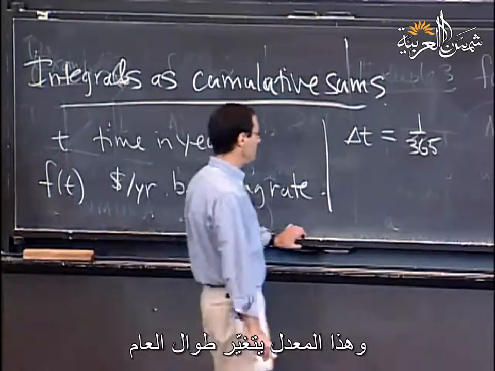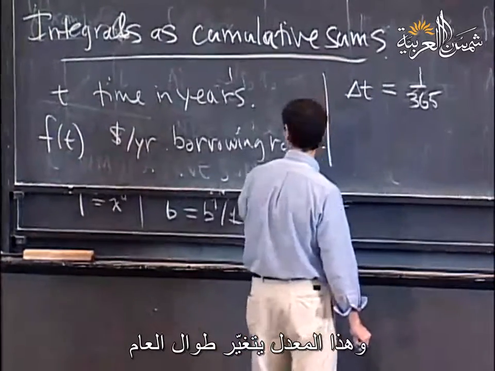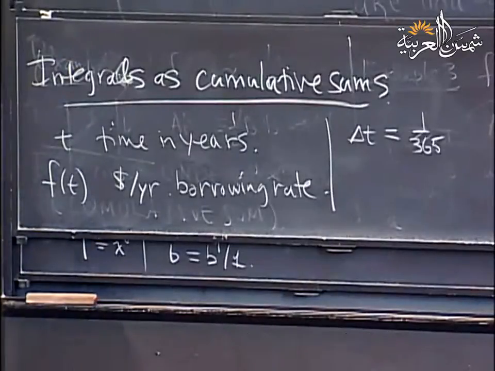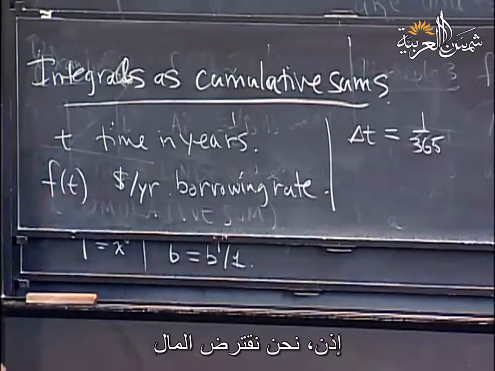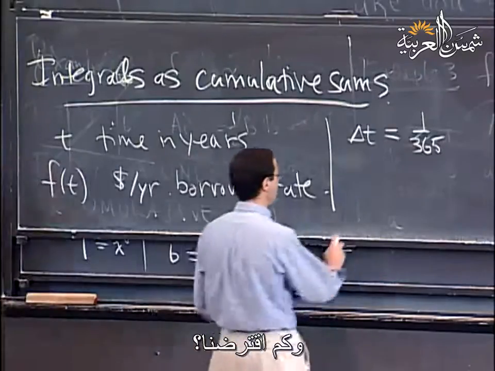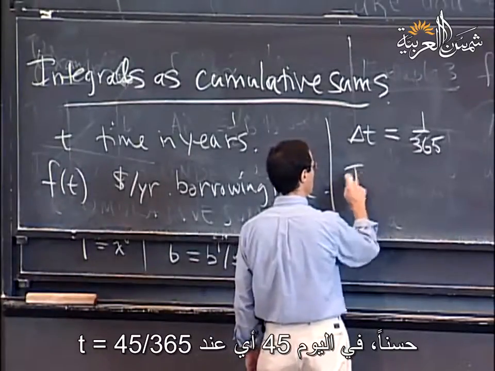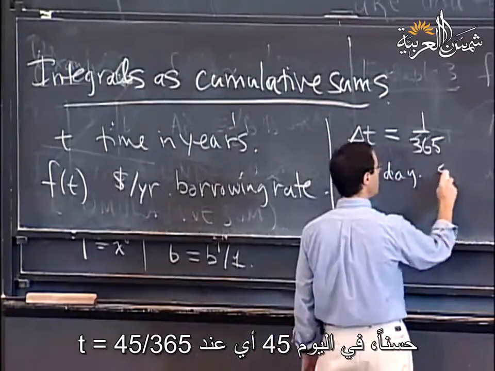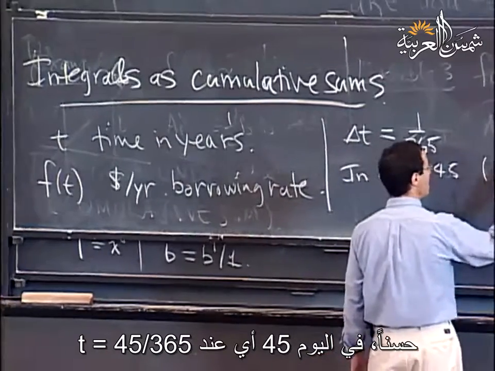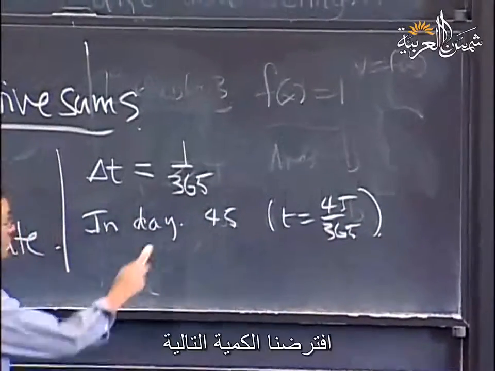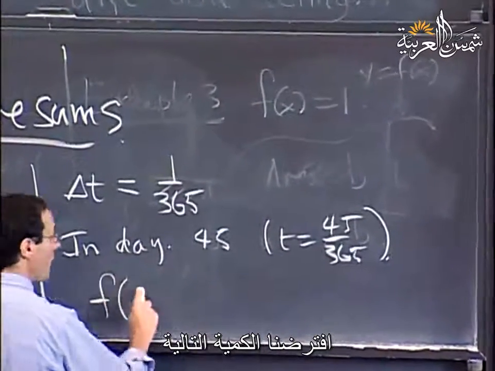And let's say that your borrowing rate varies over the year. I mean, sometimes you need more money, sometimes you need less. Certainly any business would be that way. And so here you are, you've got your money, and you're borrowing it, but the rate is varying. And so how much did you borrow? Well, in day 45, which corresponds to t equals 45 over 365, you borrowed the following amount.